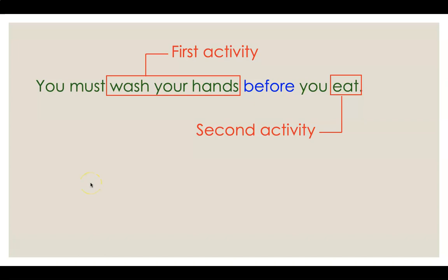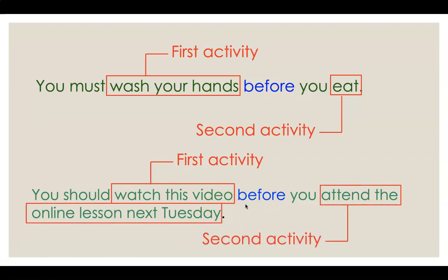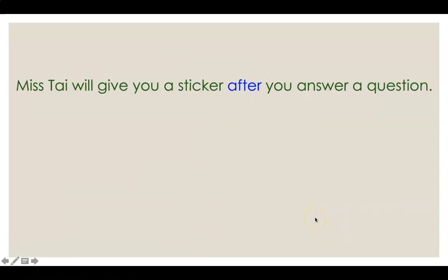Now, let's look at one more example. You should watch this video before you attend the online lesson next Tuesday. There are two activities in this sentence. Do you know what they are? Yes. Watch this video and attend the online lesson next Tuesday. So, do you know which one is the first activity? Yes. Watch this video happens first. Then, you attend the online lesson next Tuesday. So, this is the second activity.